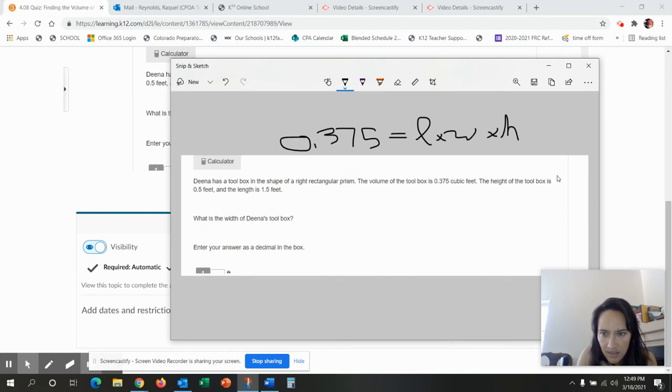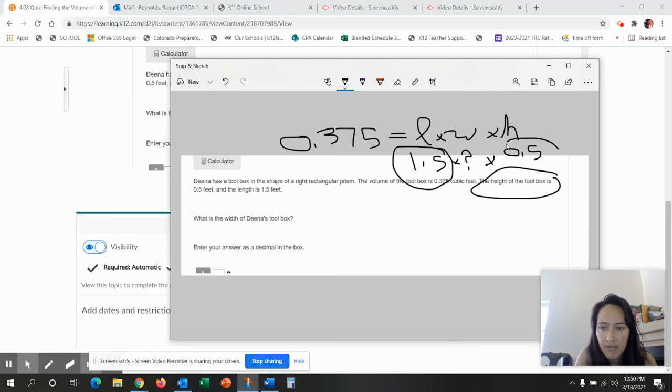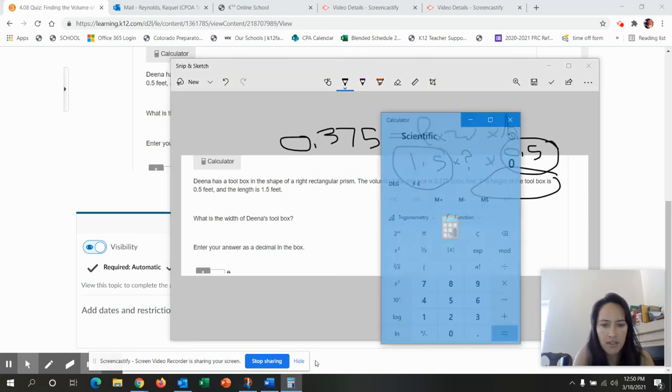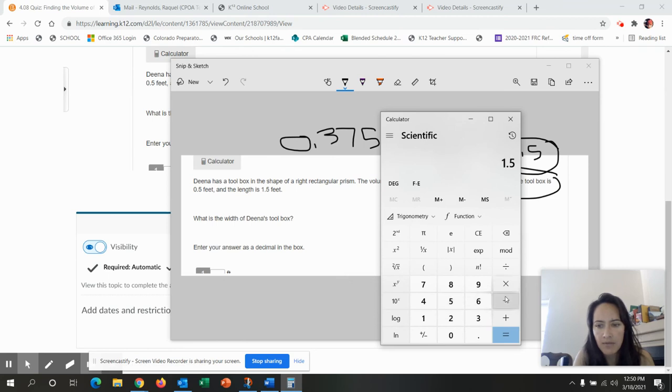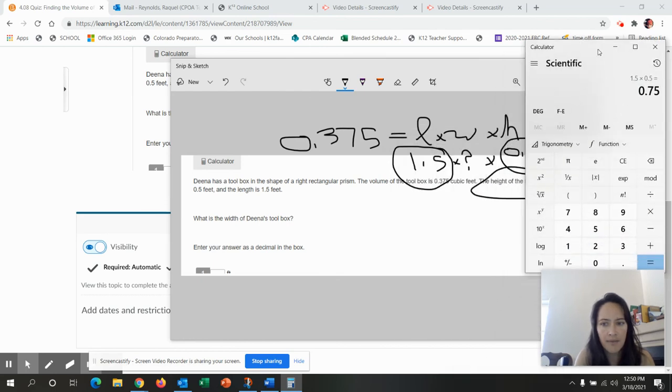They tell us the height. The height is a half of a foot, 0.5 feet. The length is 1.5 feet. And we're trying to find the width. Well, remember I've said several times that multiplication is commutative. So I'm just going to leave the question mark and I'm going to multiply 1.5 times a half. Ready? 1.5 times 0.5. Sweet. 0.75, okay?